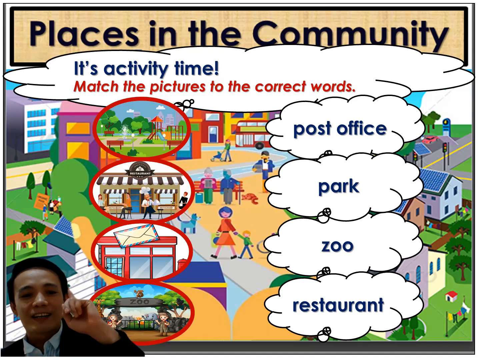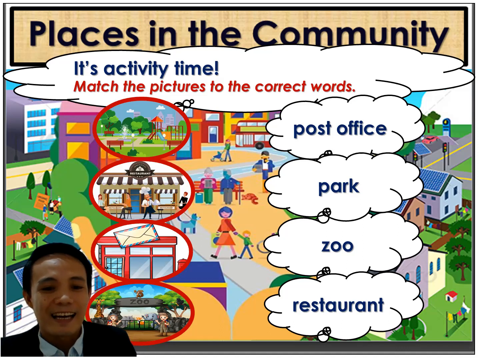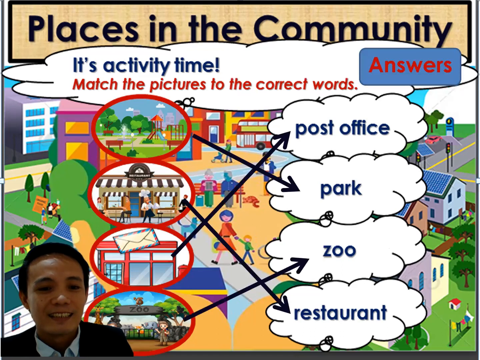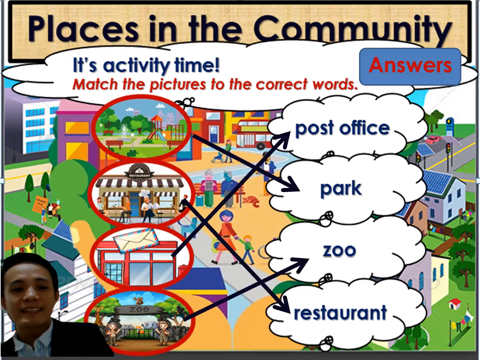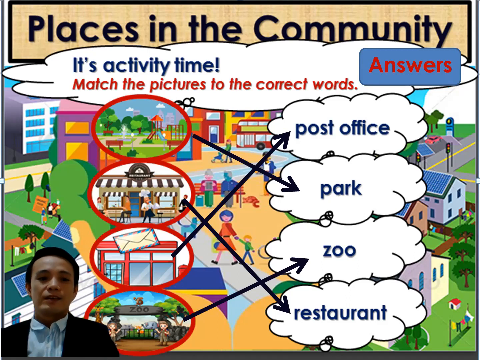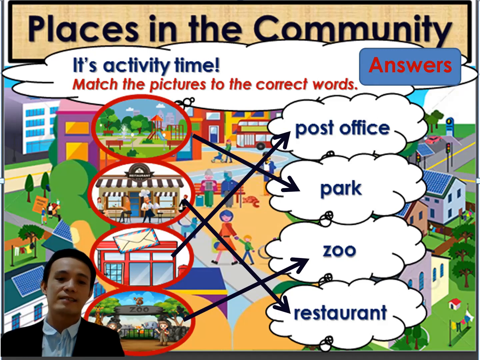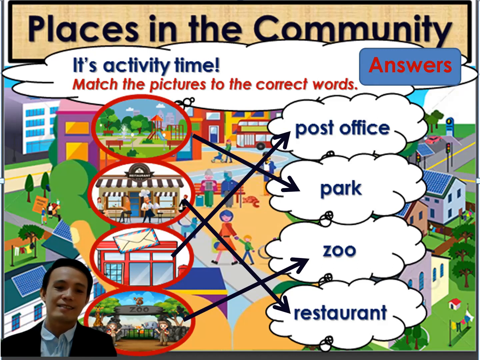Okay, are you ready to check your answers? On the next slide, let's proceed. Okay, did you get that? So we have here the answers. The first picture is the park. Can you repeat after me? Park. The second picture is the restaurant. Restaurant.